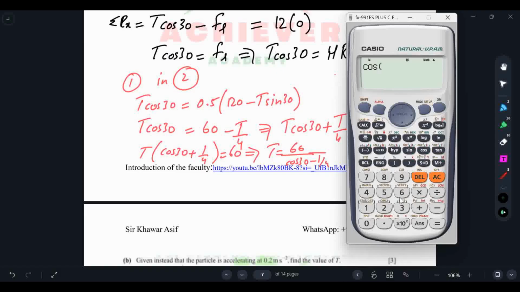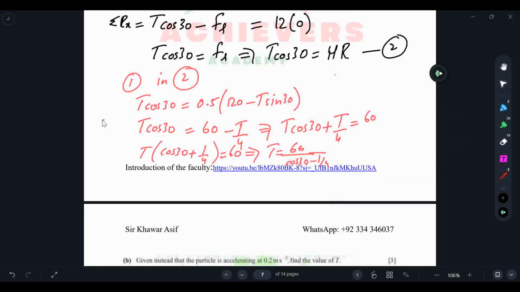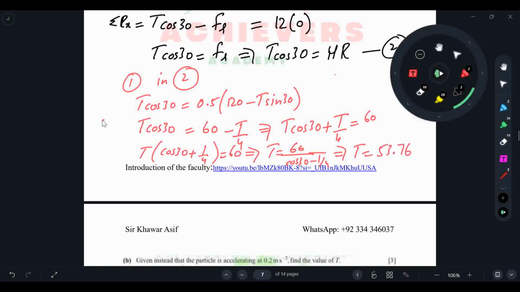So cos 30 plus 1 over 4 will be equal to 1.116. Now 60 divided by the previous answer will be equal to 53.76. So T will be equal to 53.76. Let me write it over here. T is equal to 53.76. Now this will be the final answer.